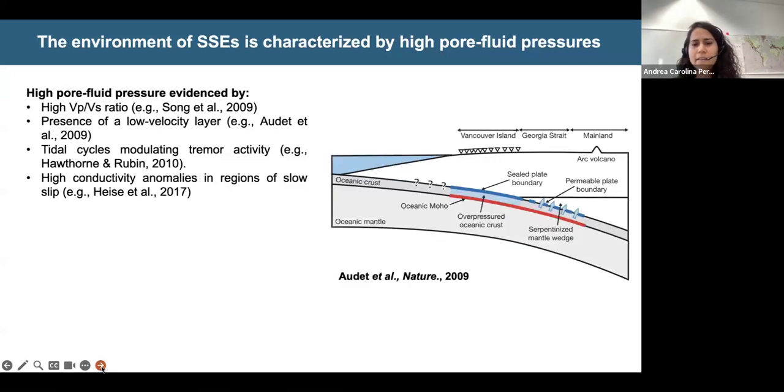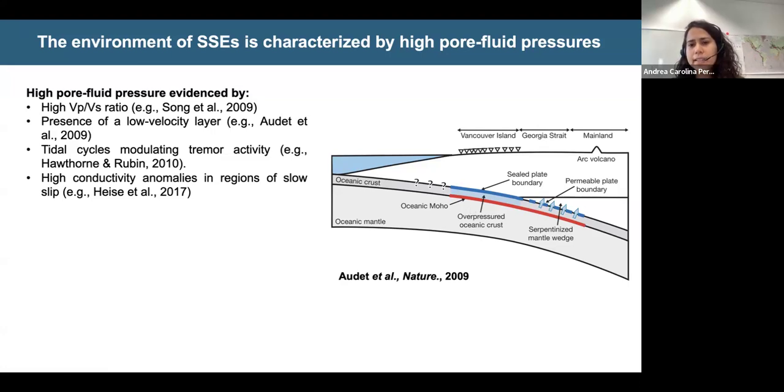So this is a schematic of a subduction zone where slow slip events occur. This is in Cascadia. And this evidence of high pore fluid pressure has been interpreted as an indication that the plate interface at the source depths of slow slip events is sealed, or in other words, that the permeability is really low at this boundary, and that would effectively trap the fluids beneath and cause a buildup of overpressure.